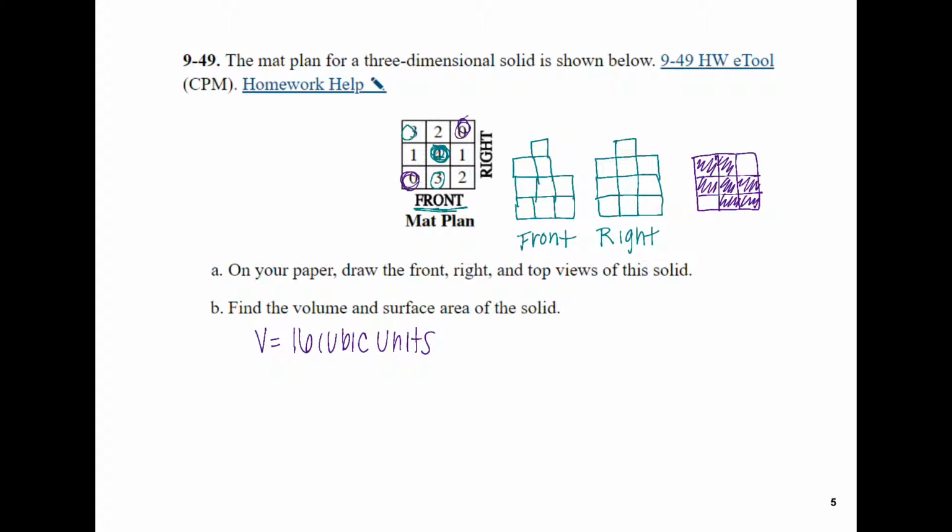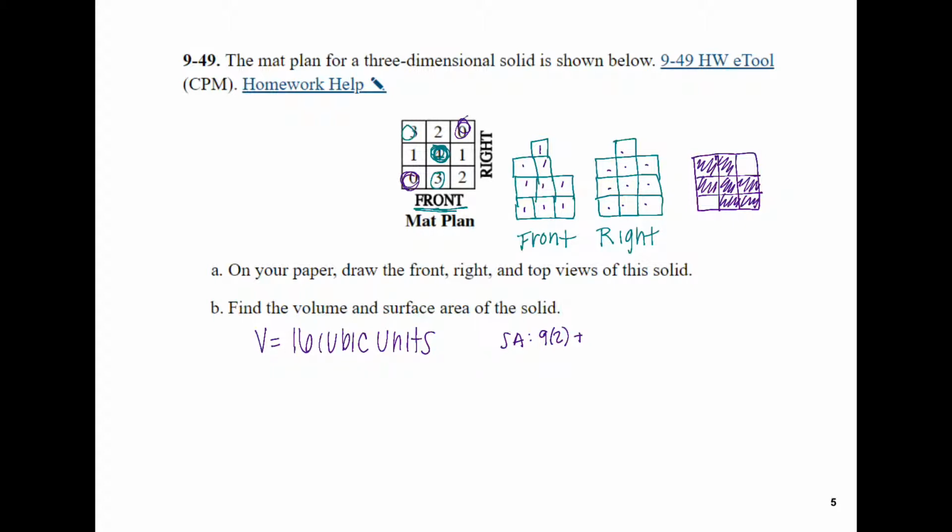The surface area, we want to know our dimensions, or the outsides of all of our cubes. So we could count all of the sides on our front. 1, 2, 3, 4, 5, 6, 7, 8, 9. Multiply that by 2 because we have a front and a back to our shape. So our front would be 9 times 2.